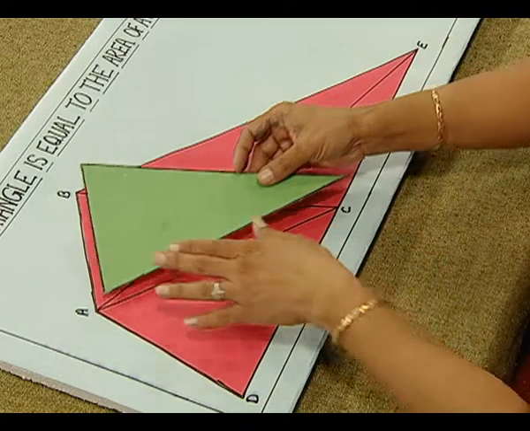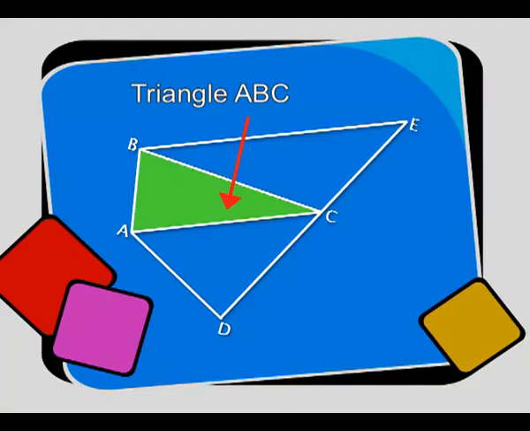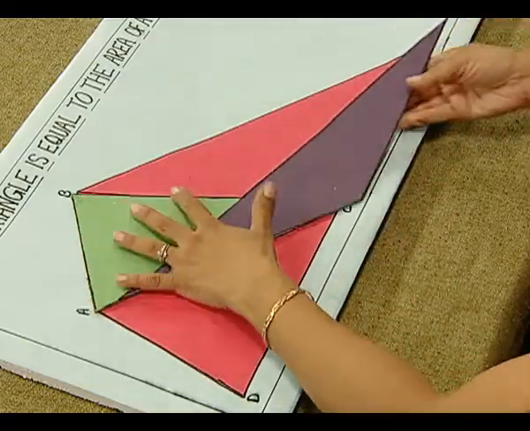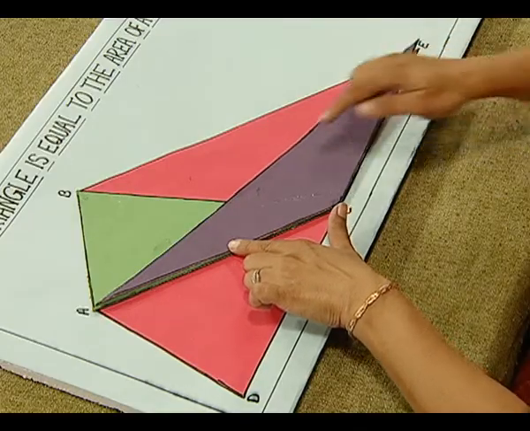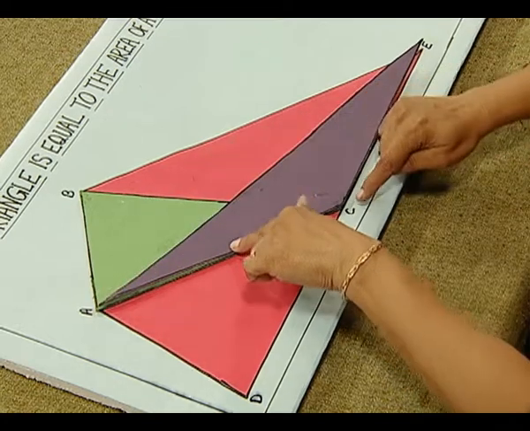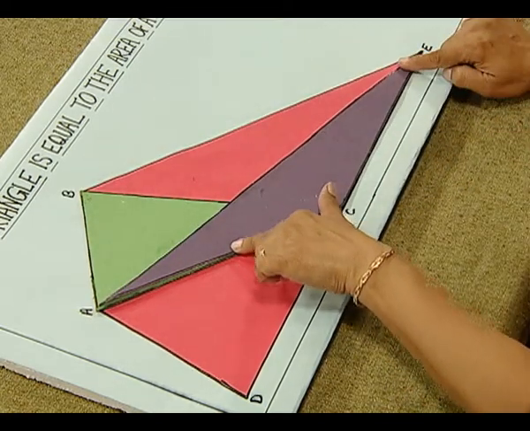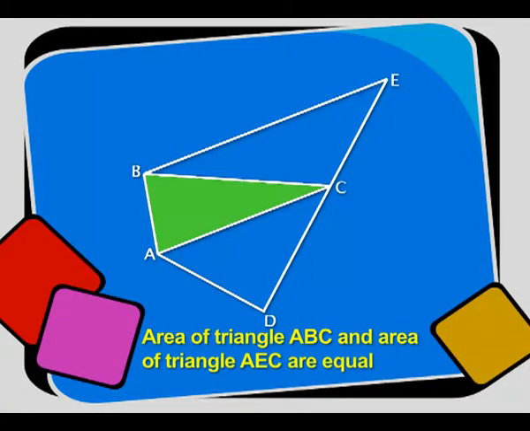Now, this is triangle ABC and this is our triangle ACE. These two triangles are on the base AC and between the same parallel lines AC and BE. So, the area of triangle ABC and the area of triangle AEC are equal.